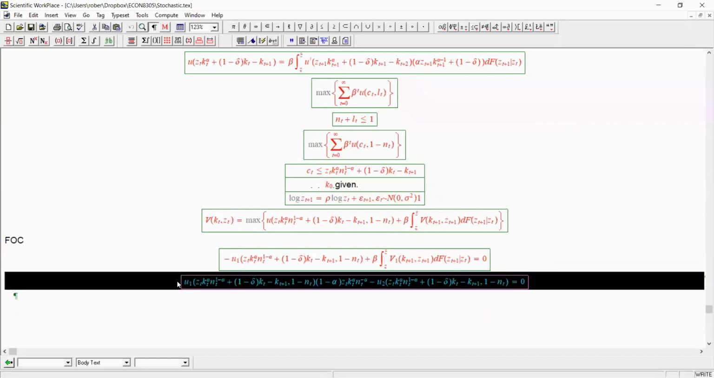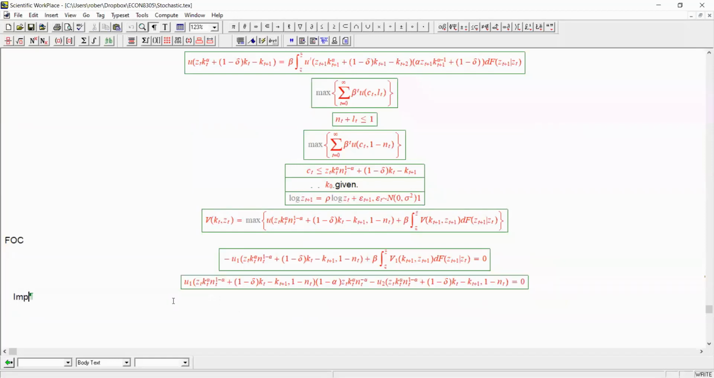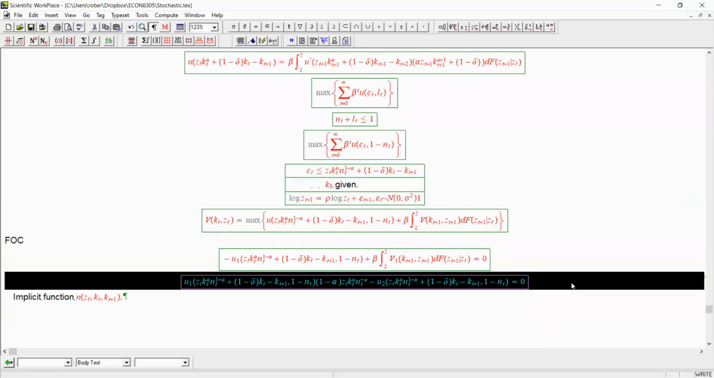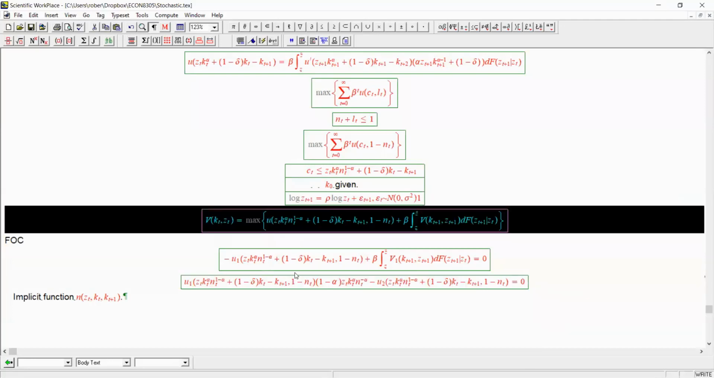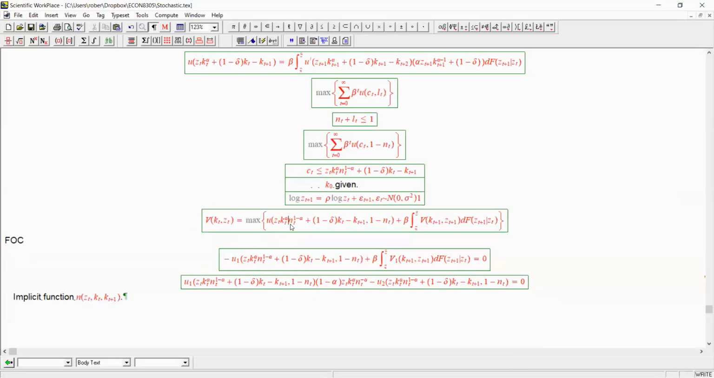And note that this function gives us an implicit function n, which is determined by z, capital, and whatever ends up being the choice of capital tomorrow. So using this implicit function, we can actually eliminate n from our value function in principle and plug this in instead, leaving us once again with a value function that depends only on k and z, the state variables, where we're selecting k_{t+1}, the state variable tomorrow. Z is selected by the transition function.